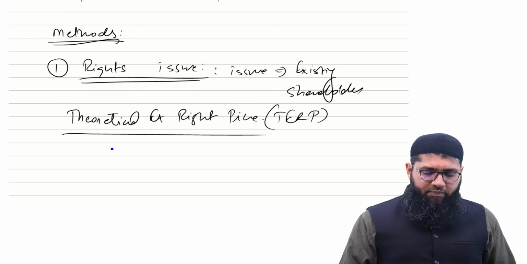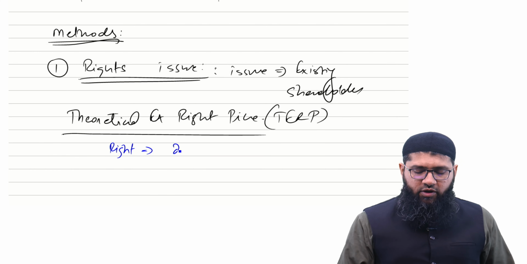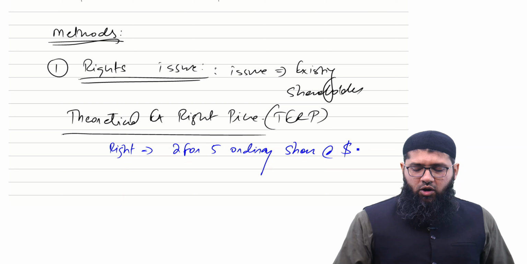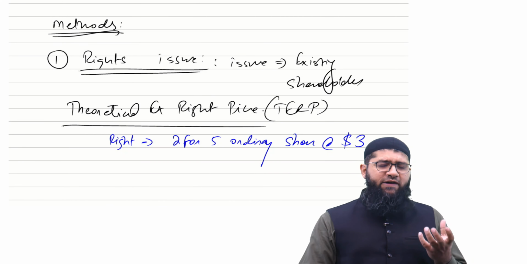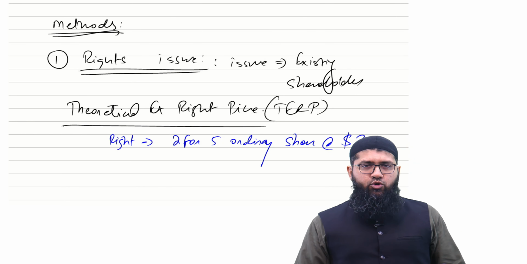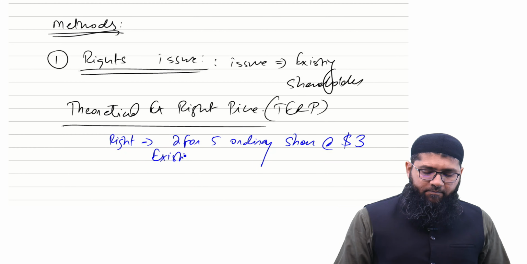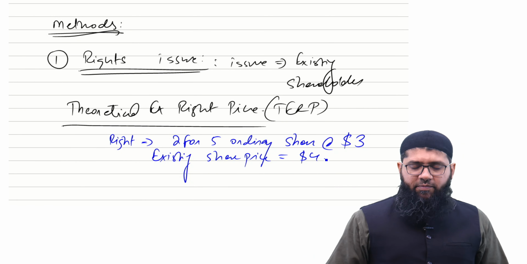I'll give you an example. Let's say a company makes a rights issue of 2 for 5 ordinary shares at $3. That means for every person who has 5 shares in the company, they'll be getting 2 shares, and each share is at $3. The existing share price is $4.